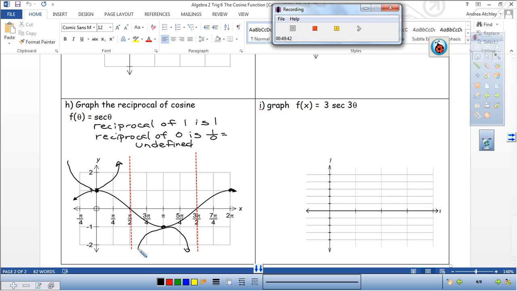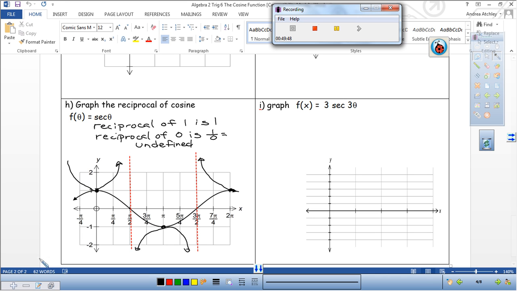It catches the amplitude and it stays in between my asymptotes. So this is what it looks like. You don't have to plug the numbers in. You just need to know what the pattern is and what it looks like. Any questions over that?